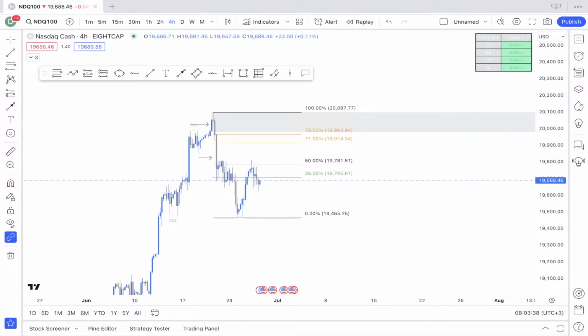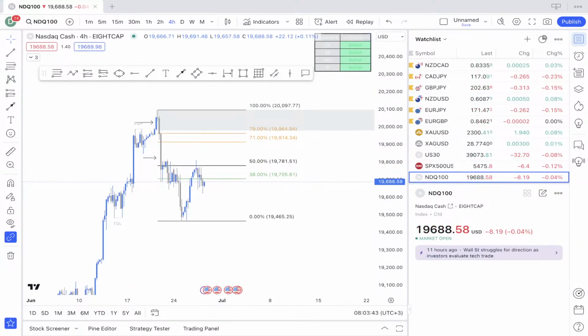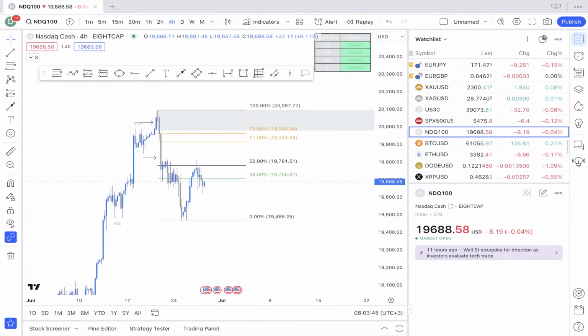And yeah, that's about it for today's indices analysis. As always, if there are any other questions, make sure to reach out on Discord.